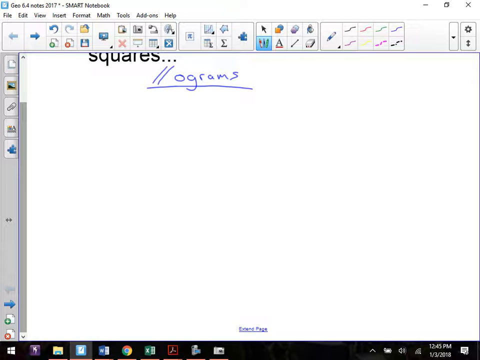Opposite what? What about them? Opposite sides are congruent. What else? Parallel, because the word parallelogram is in there. Opposite sides are parallel. What else you got?